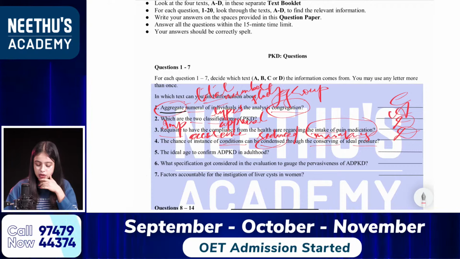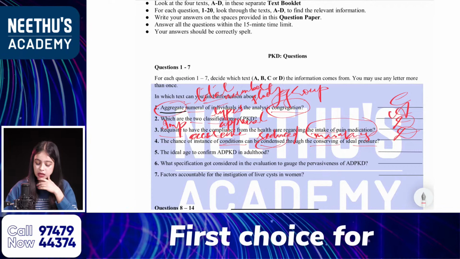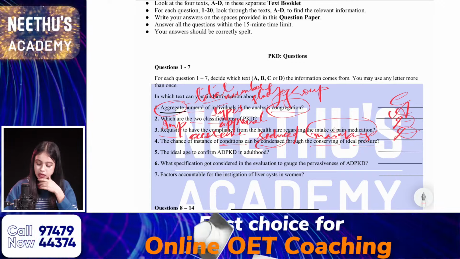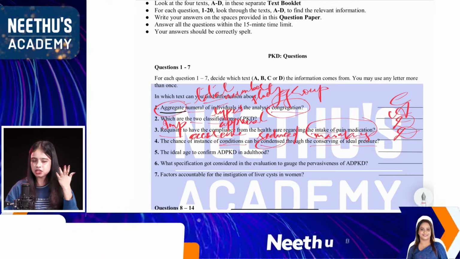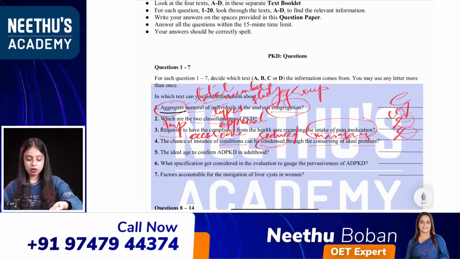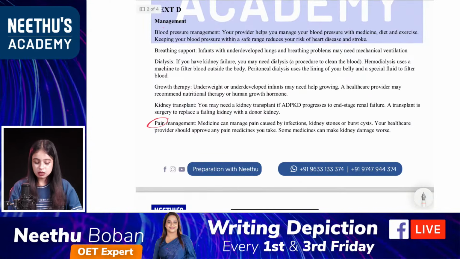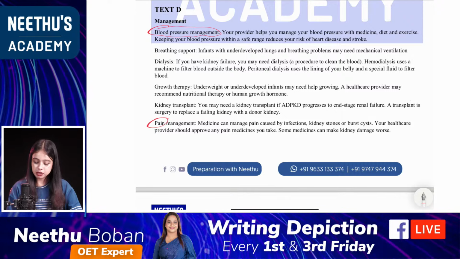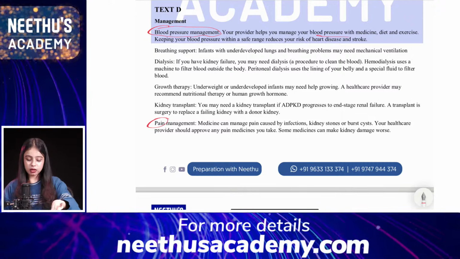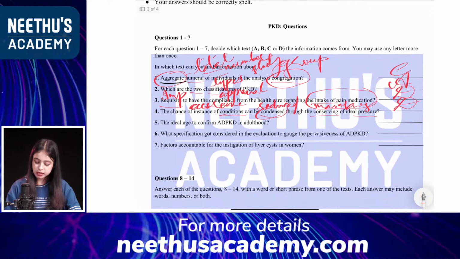Chance of occurrence of conditions can be reduced through maintaining ideal pressure. What about the pressure mentioned there? Blood pressure. Okay, so that's mentioned in text D. Yeah, the first sentence itself. Blood pressure management. So that's from text D.